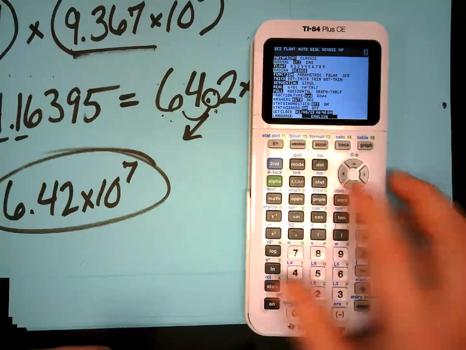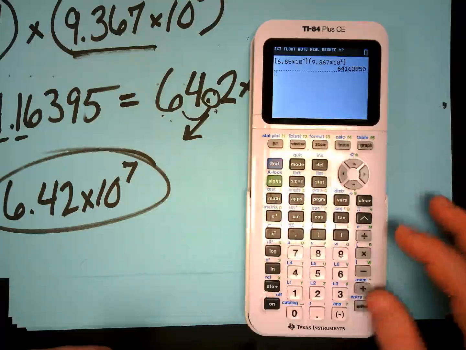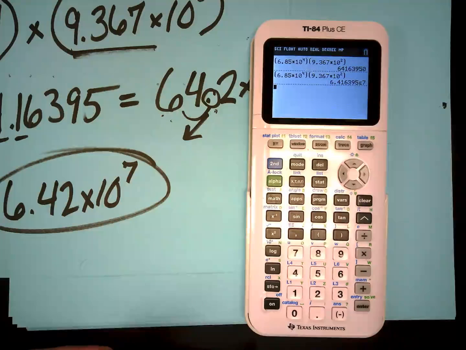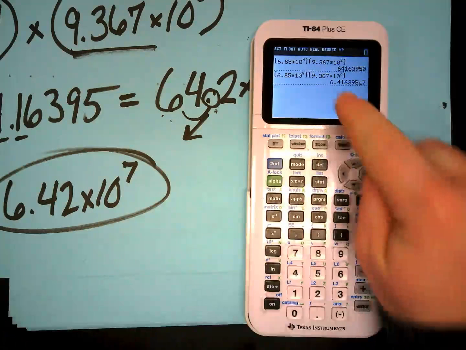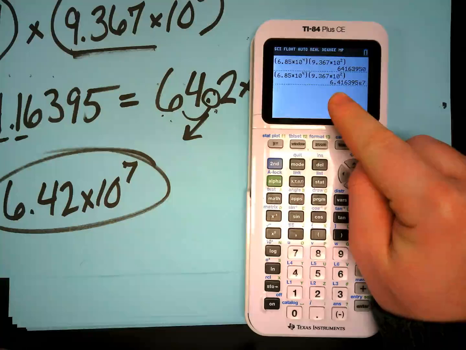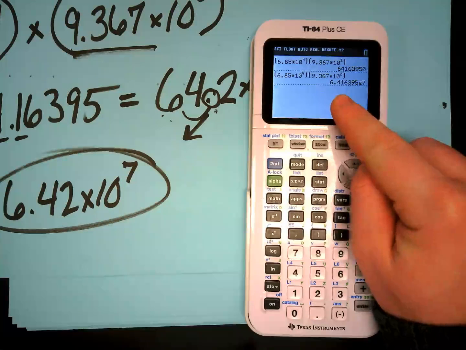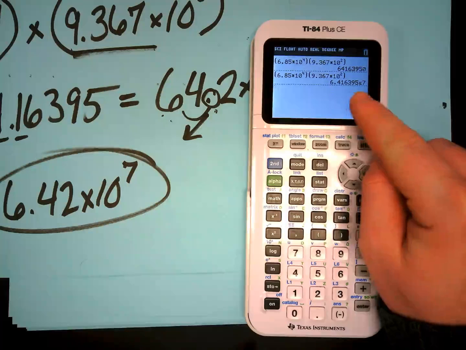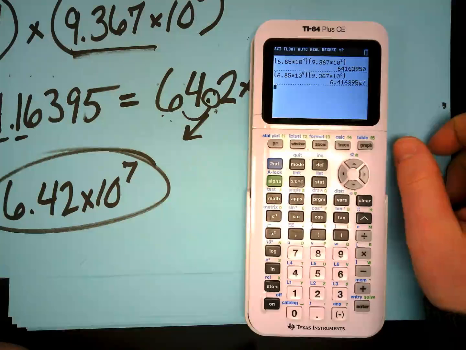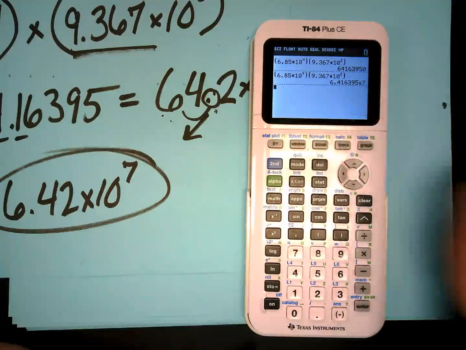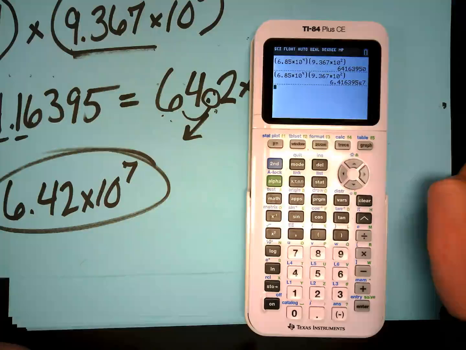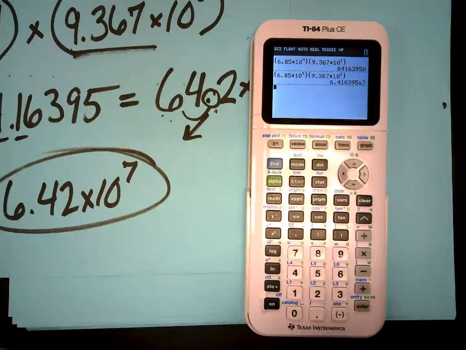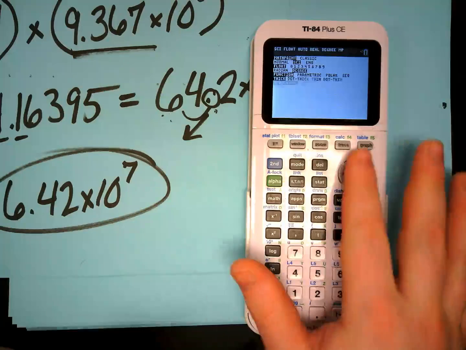And then just to really show you, in the case that you have this selected, or if it does come up in scientific notation, I would get, as it says here, 6.416395 times 10 to the 7th power. So there I would almost have my full answer. I would just have to change that to the correct number of sig figs, which again is going to be 6.42. Okay.